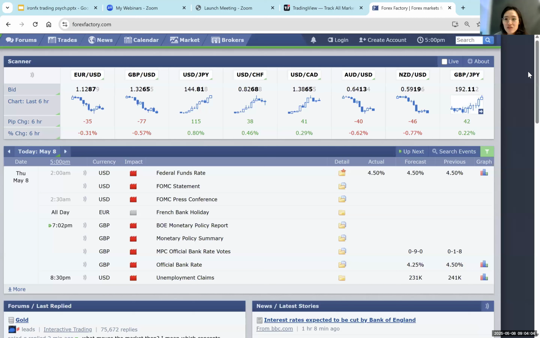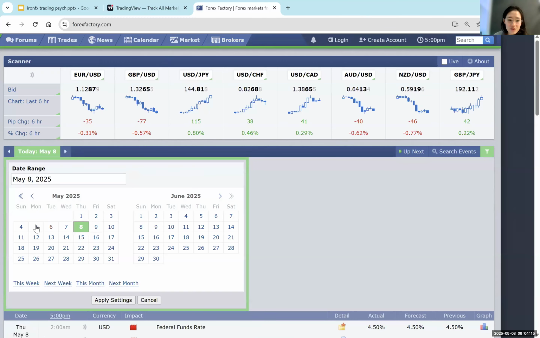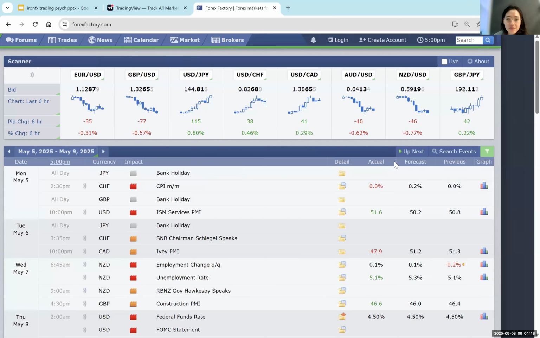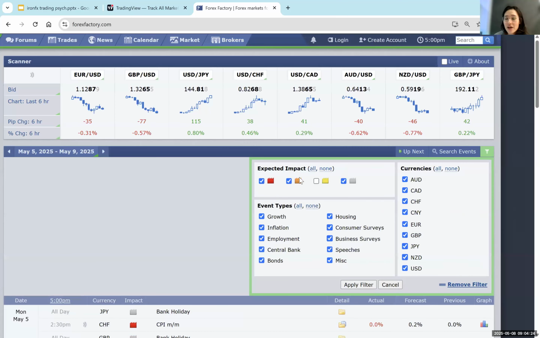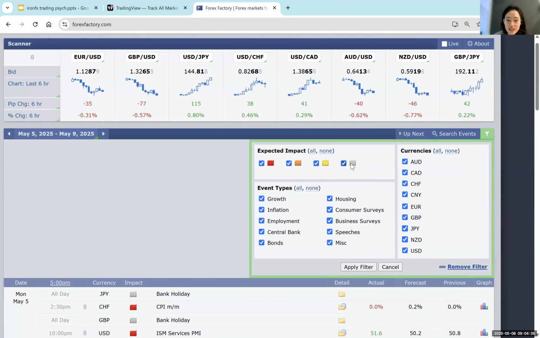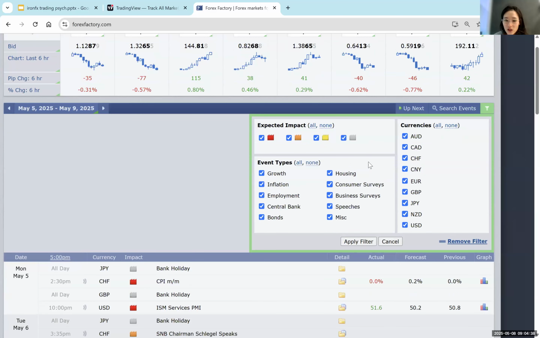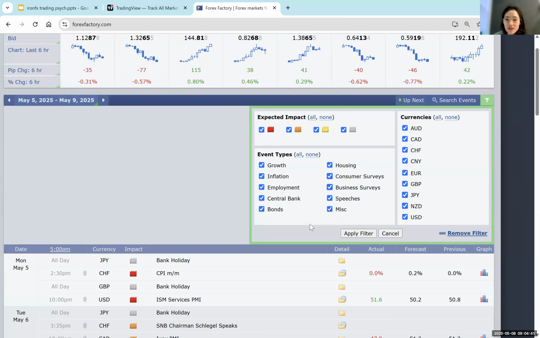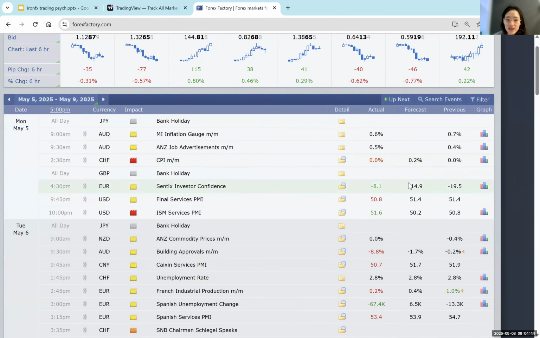Okay. So we'll start off by going through the economic events for this week. I'm using forexfactory.com, but you guys can use whichever economic calendar you prefer. You can see I have it filtered to focus on the red and orange icons, which are mainly the medium to high impact events. If you click on this yellow icon, this represents the low impact events. And gray is basically any non-economic events, such as bank holidays. You can also filter any event types or any currency types that you're not looking at.